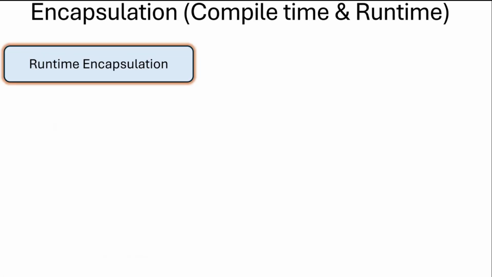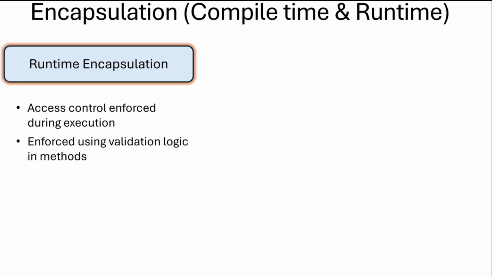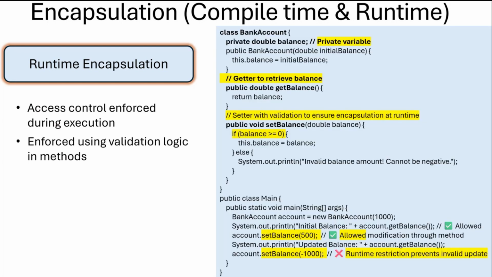The next is runtime encapsulation. So access control is enforced during the execution, right? And it is enforced using some validation logic. So it is in our hands, right? Let's understand that. Say here the balance is a private variable. If you see the set method here, we have some validation logic. If the balance is greater than 0, then only allow, otherwise throw the exception. So during runtime, if we try to put some invalid value here, we'll get the error. So we are trying to maintain data integrity with our custom validation logic. So we are enforcing the runtime encapsulation, right?